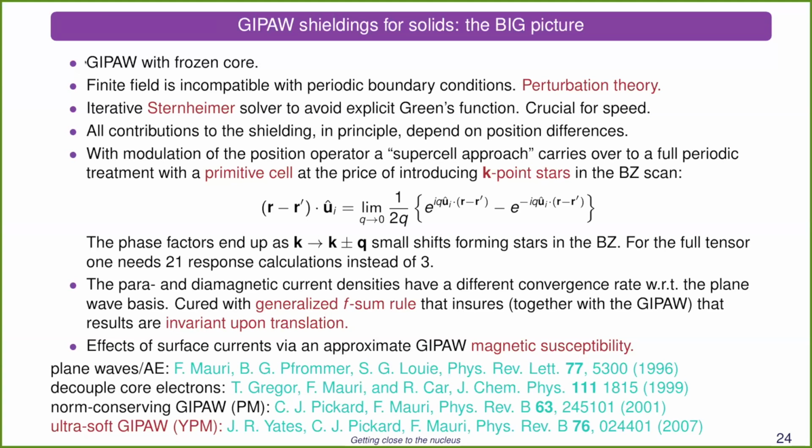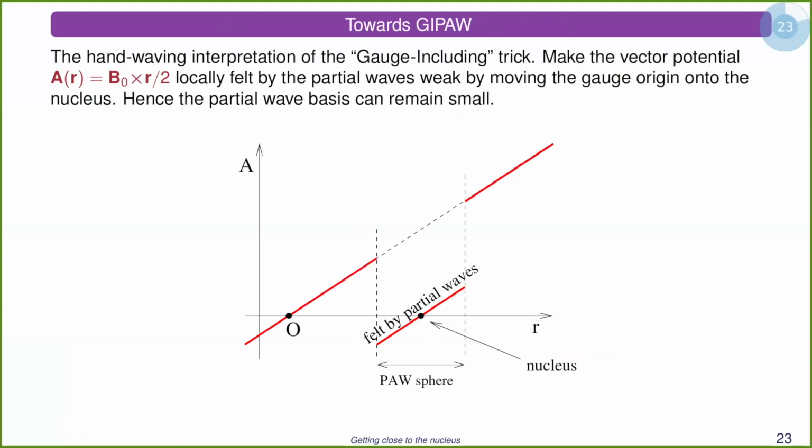The first thing is we will do GIPAW with a frozen core. Okay, that can be done. It's not so straightforward, but this is this paper. This discusses why you can actually do that if you choose the proper gauge. And so we are in this symmetric gauge all the time. That is important. And then you can calculate the shielding for the core electrons separately in a very good approximation. That's the first bullet. The second bullet is, and you see this over here.